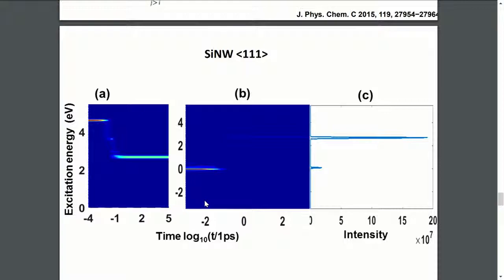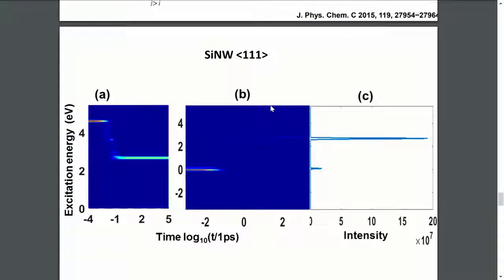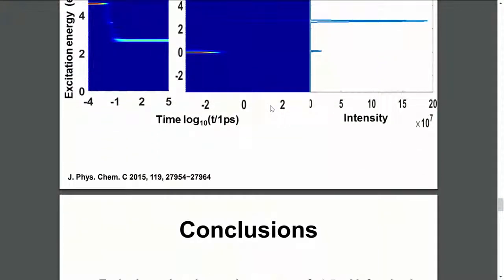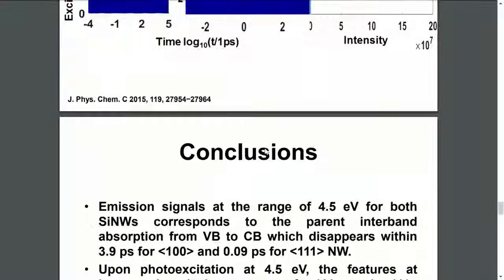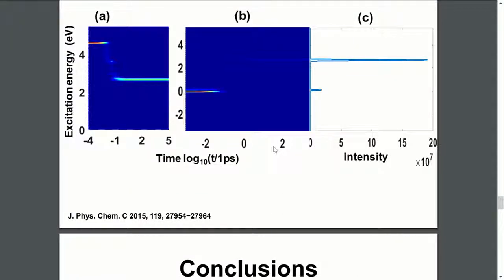In a controlled way. And by the way, this silicon 111 nanometer has an indirect band gap. And for silicon 100, it has a direct band gap. And that's all. Okay, yeah, thank you.